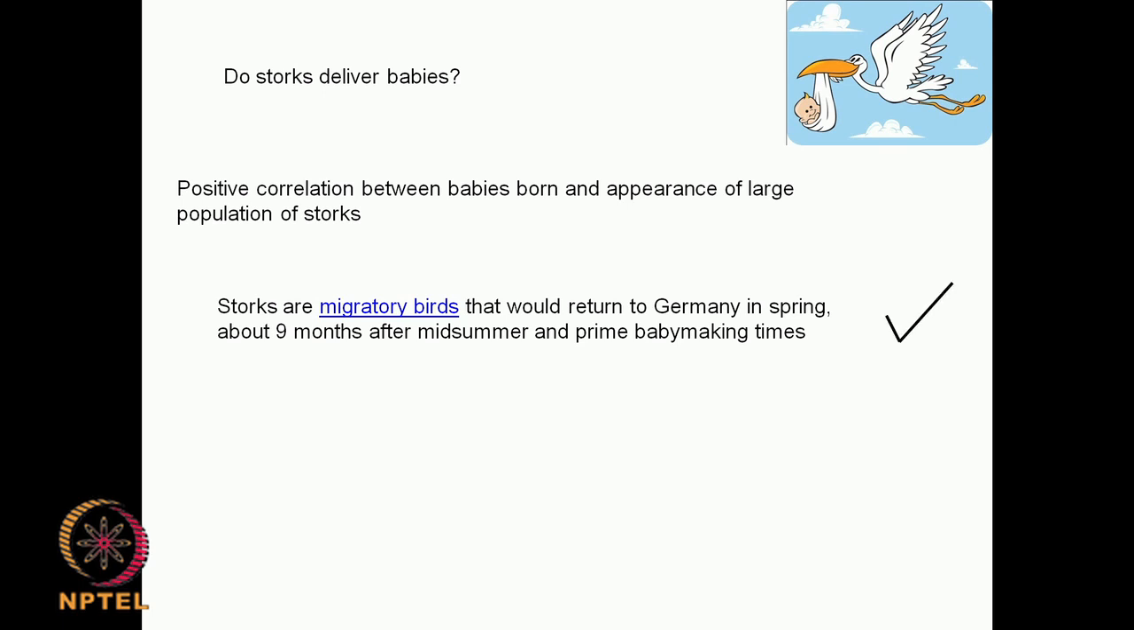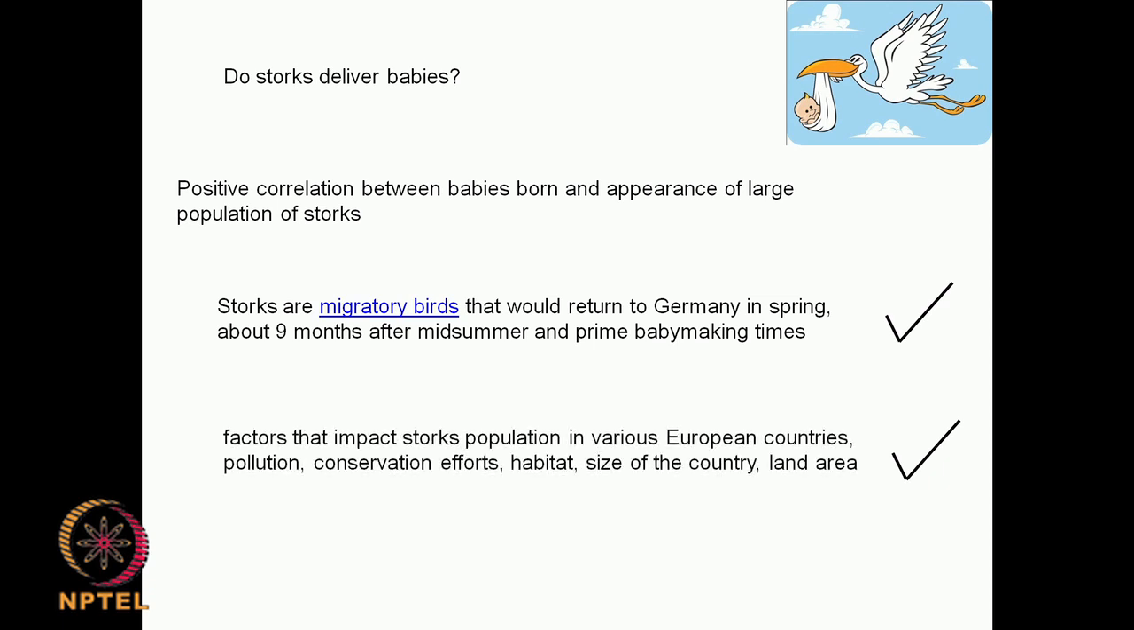So, obviously, one may get confused about whether storks bring the babies, because the stork population in various European countries depends upon pollution, conservation efforts, habitat, size of the country, and land area. All these have an effect on storks, and they are migratory birds. They go away during the autumn and winter, and they come back again during the springtime. So, you see a lot of them coming back.